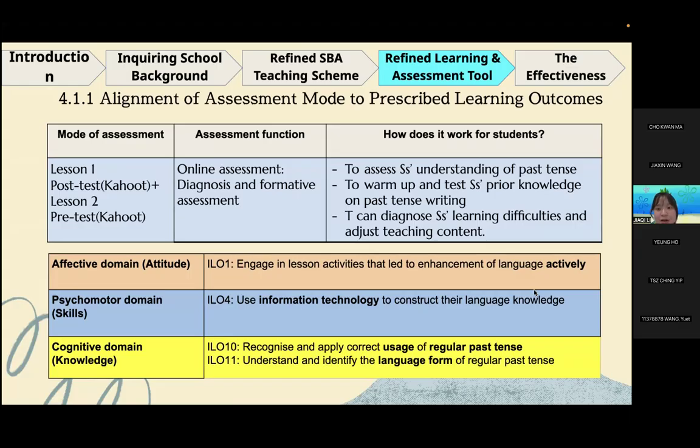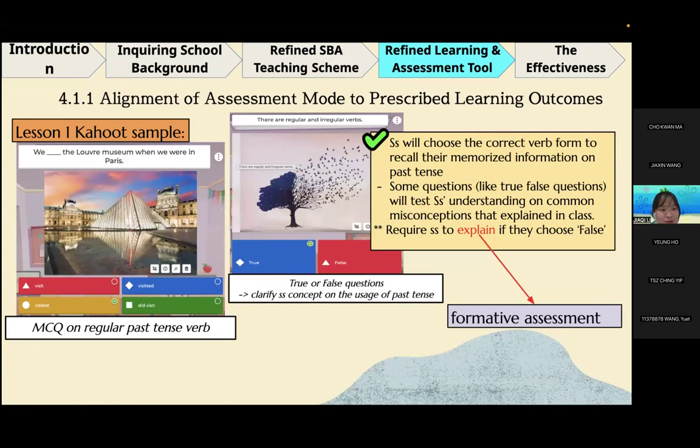So how does it work for students? For example, in lesson 1, in the Kahoot game, students will choose the correct verb forms to record their memorization. And some questions, like true or false questions, will test their understanding of common misconceptions. In the process, the teacher will explain the answers if they choose the wrong answer.